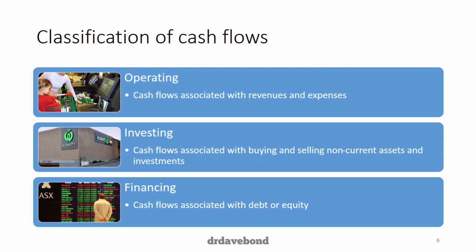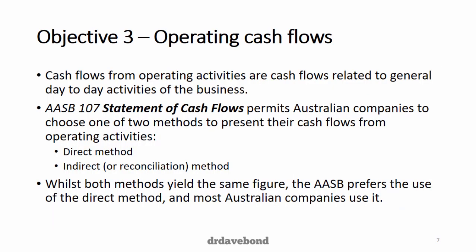So now we're going to look at these in a little bit more detail. With operating activities, or cash flows from operating activities, these, as noted, relate to the general day-to-day activities of the business. In this subject we don't talk a lot about the regulations themselves, but the standard that relates to cash flows, AASB 107, permits Australian companies to choose one of two methods to present the cash flows from operating activities.